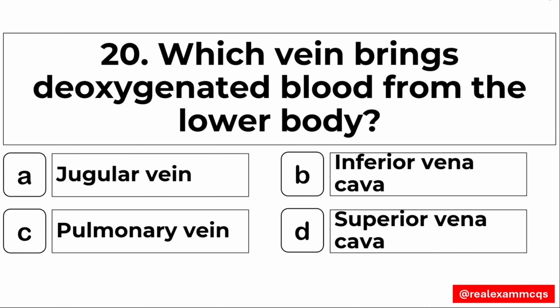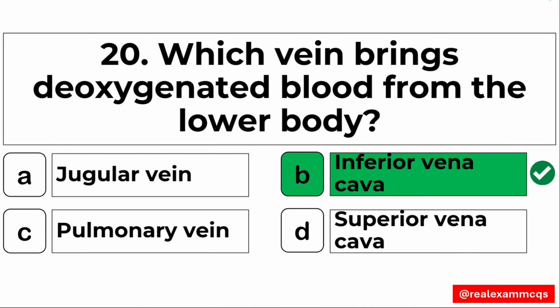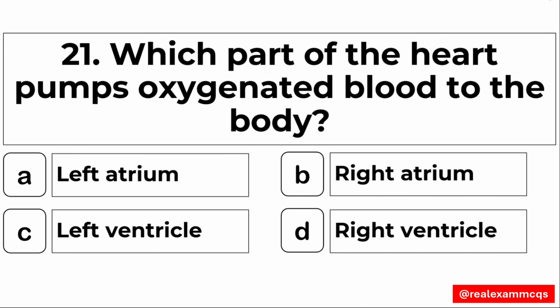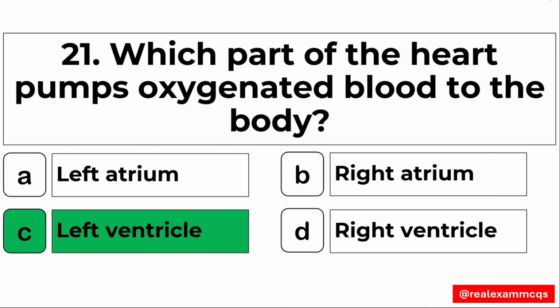20. Which vein brings deoxygenated blood from the lower body? Option B is the right answer, the inferior vena cava. 21. Which part of the heart pumps oxygenated blood to the body? Option C is the right answer, the left ventricle.